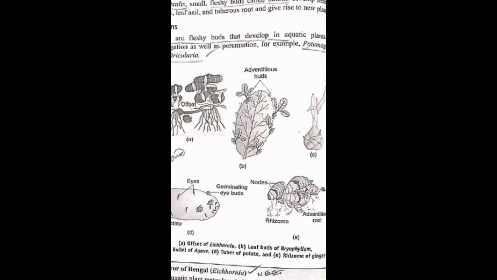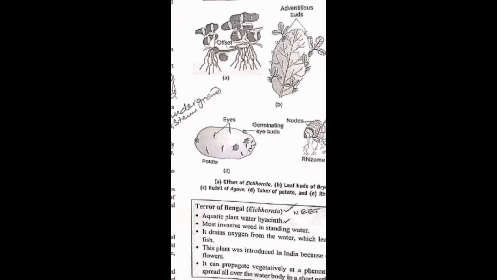Bulbils, agave. Okay. And then the fourth one is called the tuber of potato. In a potato, there is an eye spot. The eye spot also has small bud-like structures. The buds are also a modification of the axillary bud. Okay, it gives rise to an entire plant.